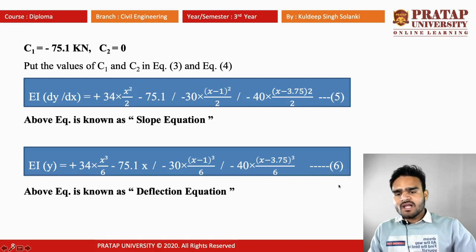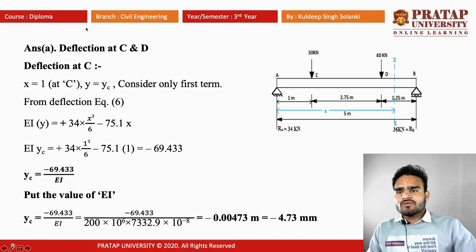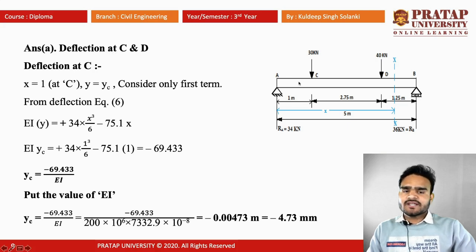Okay, and this above equation is known as the deflection equation. Now our first answer. In our question we have three questions. First is the deflection at C and D, second is the slope at A, B, C, D, and third is the maximum deflection. So in the first question we will calculate the deflection at C and D.